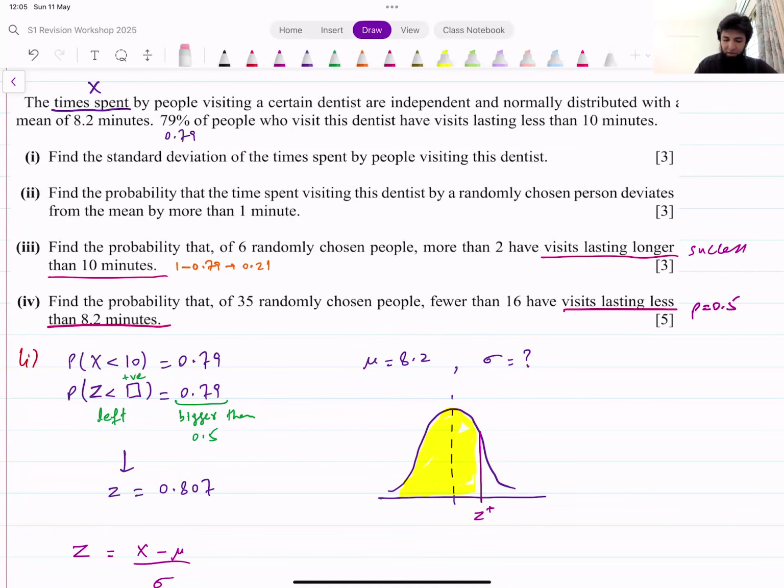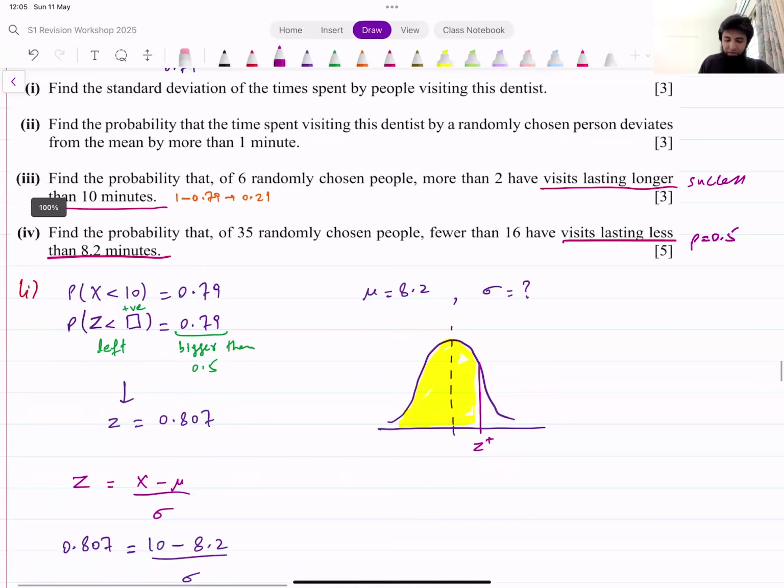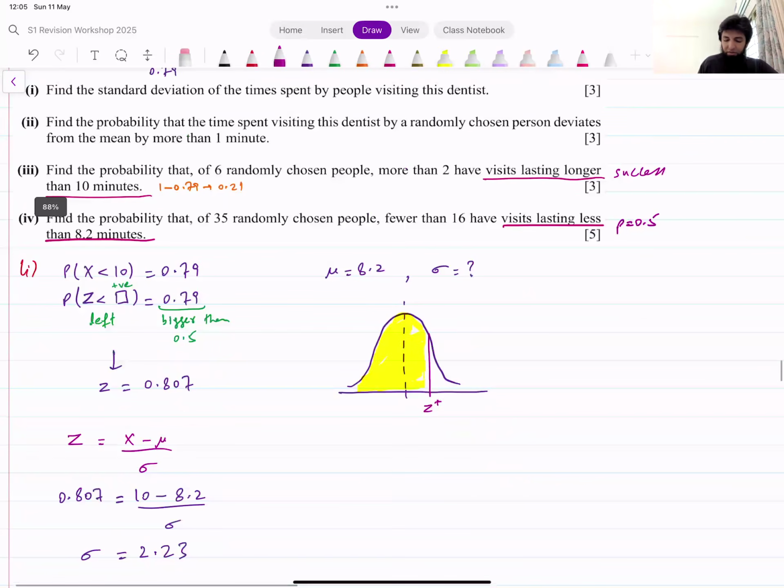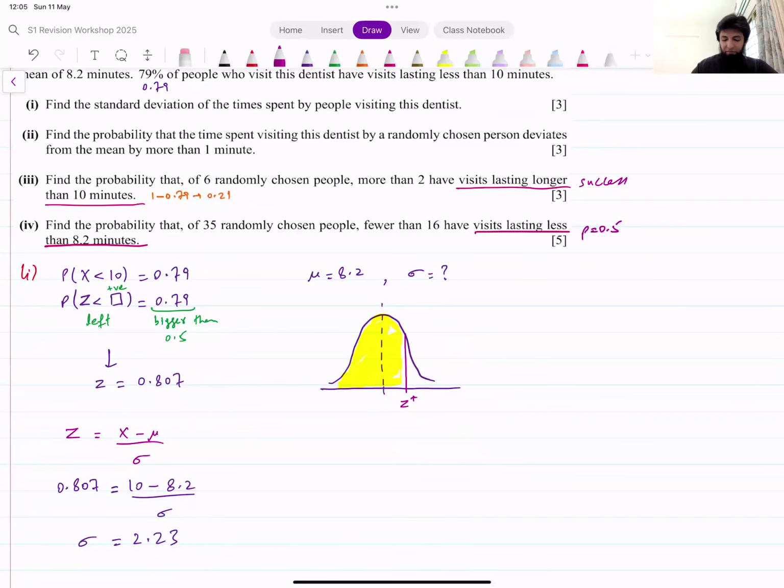Okay, so this is a standard inverse normal problem. Convert it to Z, figure out whether the Z value is positive or negative, convert it to standard form, use the table, put that in the formula, and you get the value that we were looking for.